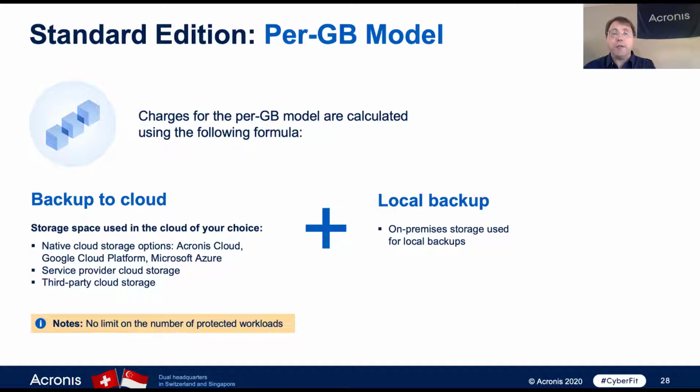And there's no limit to the number of protected workloads that a customer can have on the per gigabyte model. Makes it very easy for you to sell. You just charge your customer for the number of gigabytes they have, and it's a very simple model. But you do have to pay for that local backup.